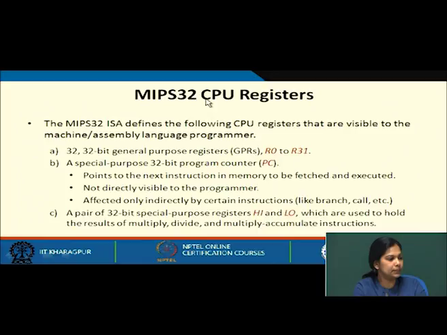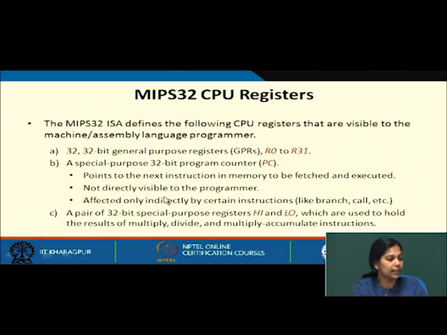Now, MIPS 32, the CPU registers, how many CPU registers is it having? This MIPS instruction set architecture defines the following CPU registers that are visible to the machine or assembly language programmer. So, there is a total of 32-bit general purpose registers starting from R0 to R31. So, there are a total of 32 registers. There is a special 32-bit program counter, that is PC. What does it do? It points to the next instruction in the memory to be fetched or executed.